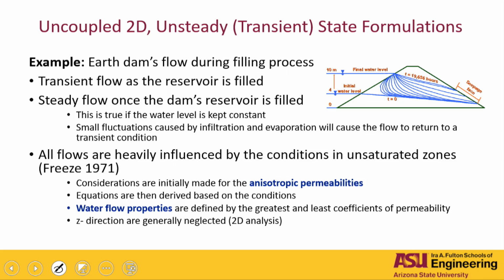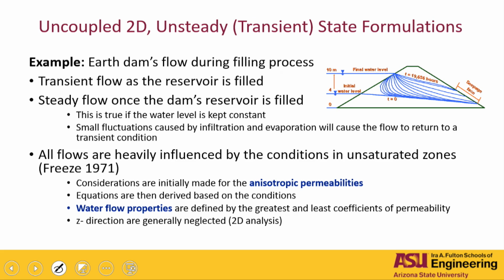This is true if the water level is kept constant, but a small fluctuation, through any infiltration or evaporation, makes it transient at that point. Probably we don't do that all the time. We just do a steady state condition for the flow. But if we do have some situations, like the example I'm going to show, where we're going to be changing that reservoir level, that's important.